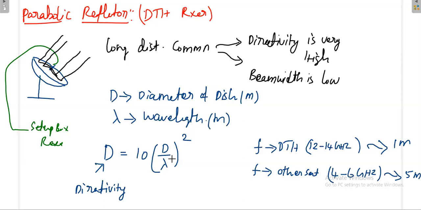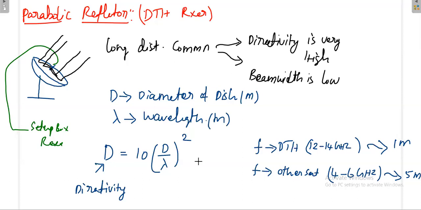Can you find it? The approximate diameter is given. Frequency also: you take any one of the frequencies, calculate lambda, and finally you will get directivity in terms of a number. For that you can take dB also. Once you have the number, you can convert it to dB.